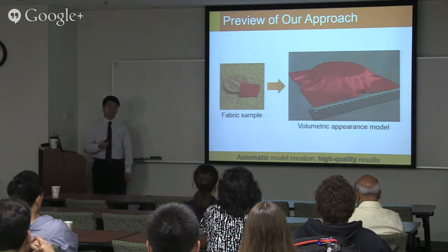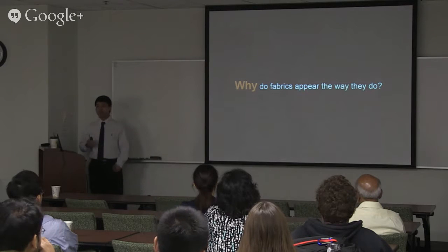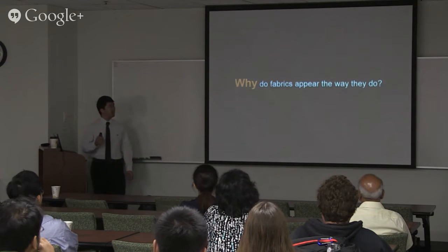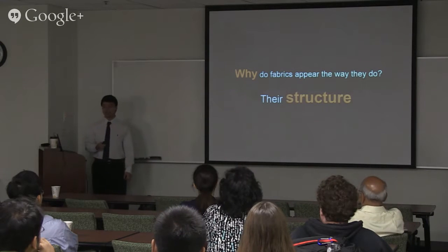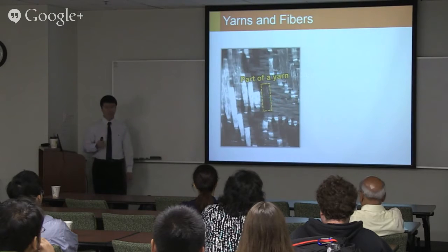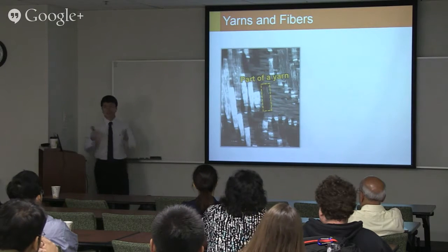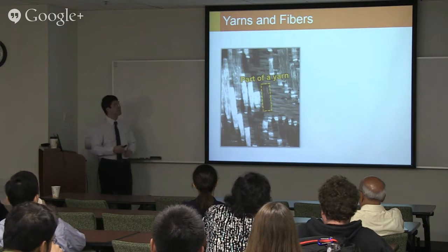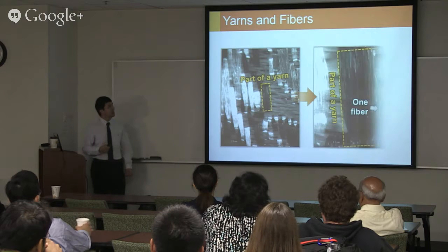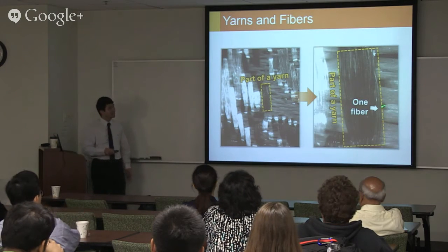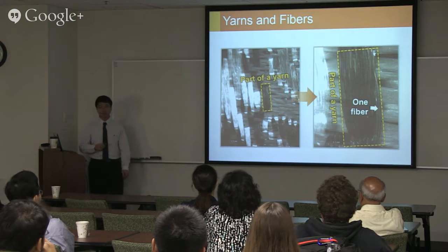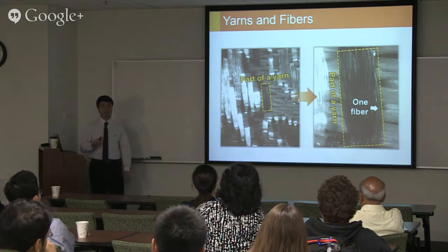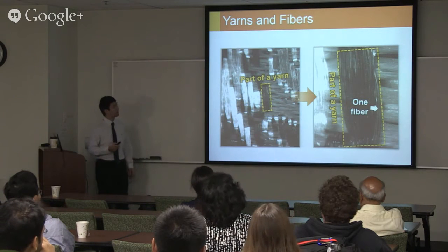Let me explain how it works. We start with the question: why do fabrics appear the way they do? In fact, the answer largely lies in their structure. So let's look at an example. Well, let's first look at how the fabrics are formed. A fabric contains a number of yarns. So this is part of a yarn. And each yarn, in turn, contains many little fibers. So this is a single one. How these yarns and fibers are arranged largely determines the appearance of a fabric.